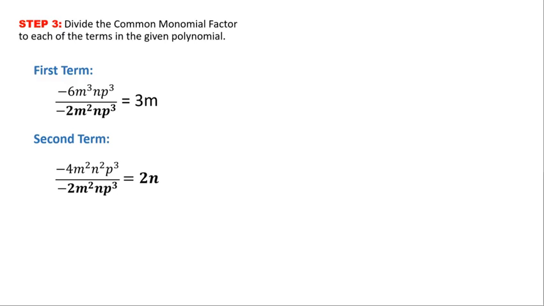Next, n squared divided by n is n. Okay, 2 times n, we have 2n. And last, p cubed divided by p cubed is equal to 1. So 2n times 1, we have 2n. Now last, for the third term, 14m squared and p to the power of 4 divided by the common monomial factor, we will get negative 7p.